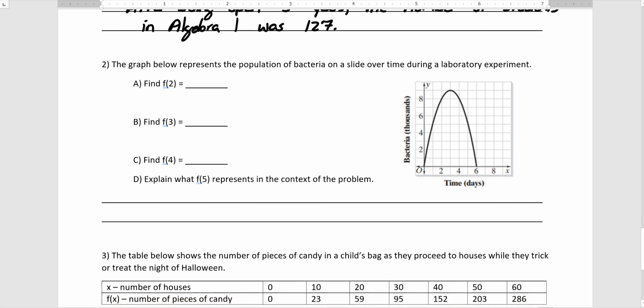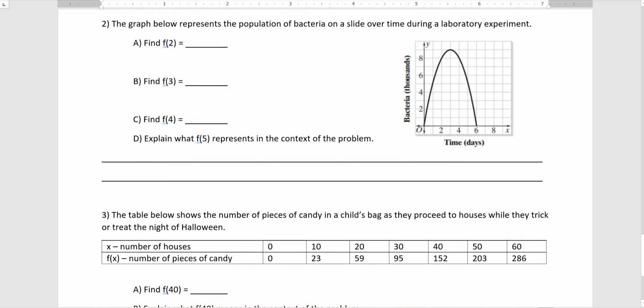All right. Why don't you try number 2 on your own here? All right, go ahead and try number 2. Find f of 2, find f of 3, find f of 4, and then explain what f of 5 represents in the context of this problem. All right, let's see how we did here.